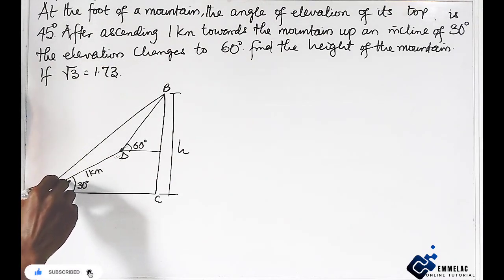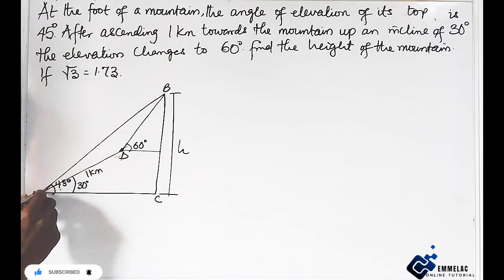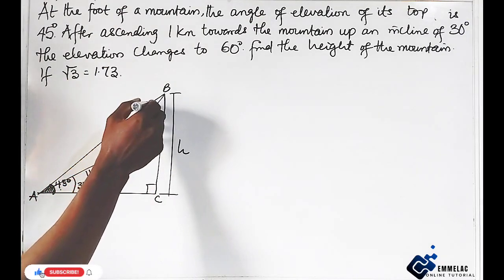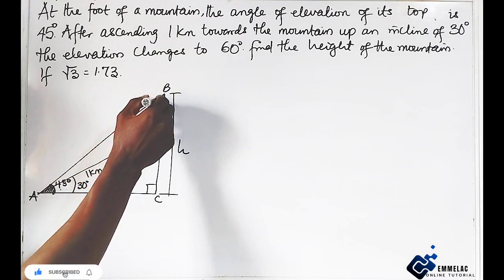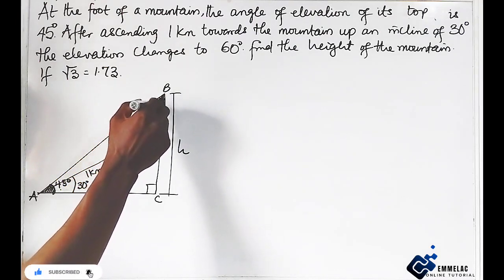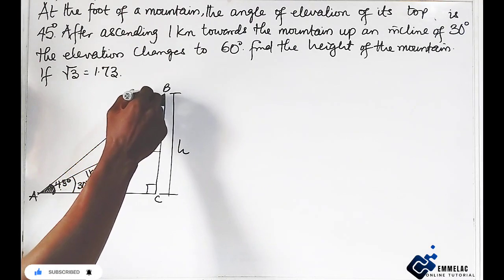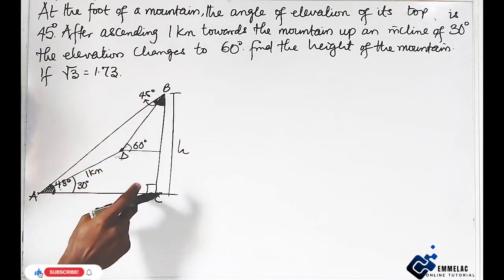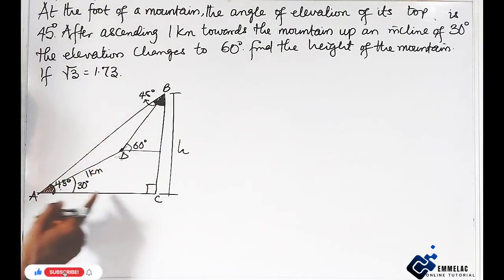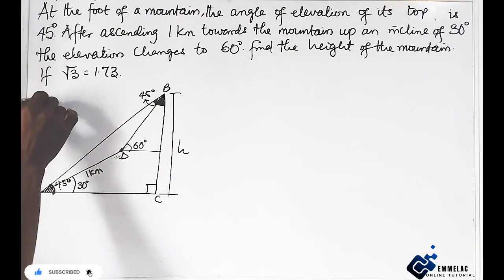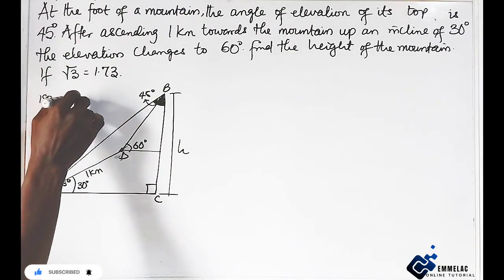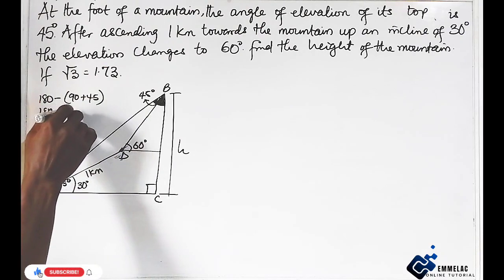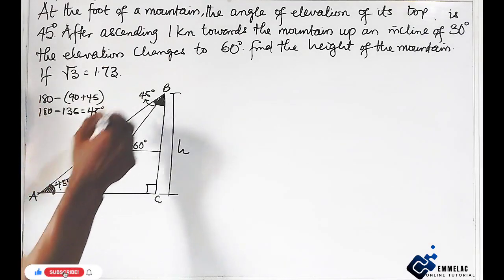The whole of this place is 45 degrees. Now if the whole of this place is 45 degrees and here is 90 degrees, then it definitely means that the whole of this place also will be 45 degrees. Why? Because the sum of angles in a triangle equals 180, and here we have 45, here we have 90. So 180 minus (90 plus 45). Now this will give us 180 minus 135, which will give us 45, and that's how we got here to be 45.